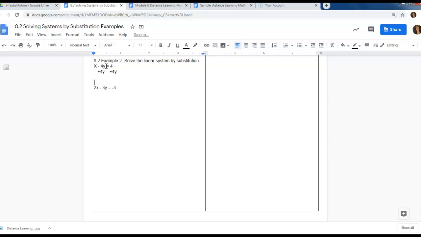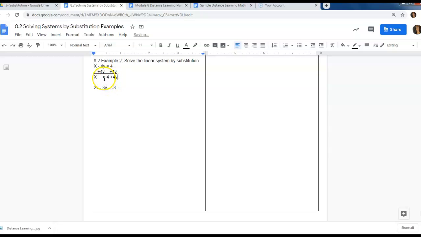Okay, so right here I put a long line because I am adding something to both sides. I didn't do anything with the x, so I just put the x again. Here I have negative 4y and positive 4y. That cancels out. Then on the other side I'm going to have 4 plus 4y. So I put 4 plus 4y.